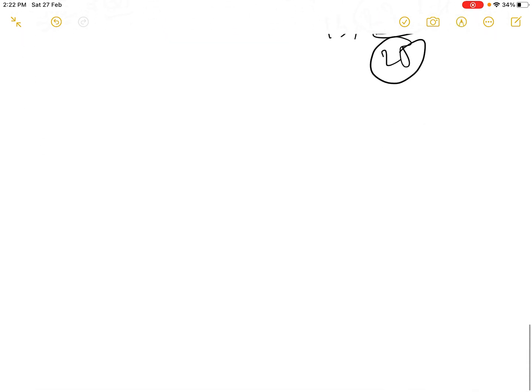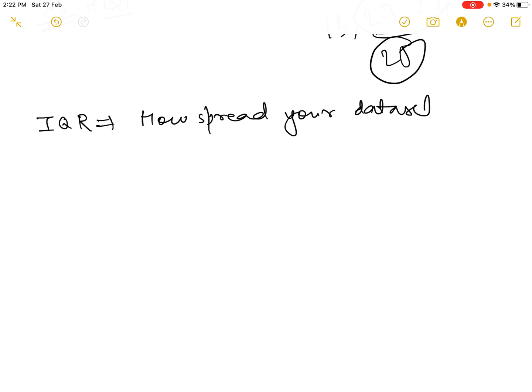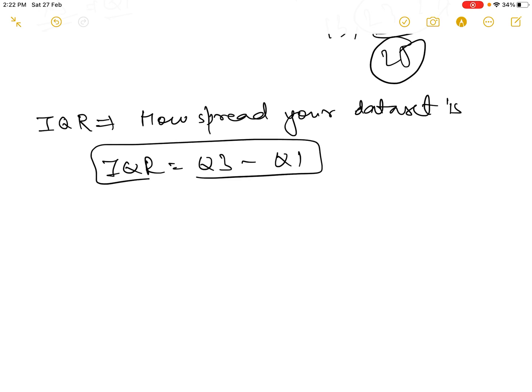Now, interquartile range is used to measure how spread out your data set is. That is calculated by Q3 minus Q1. So this is your formula: interquartile range equals Q3 minus Q1. This is how you calculate the spread of your data set.